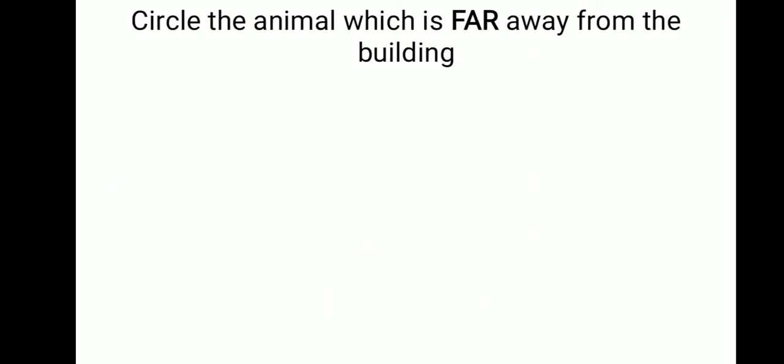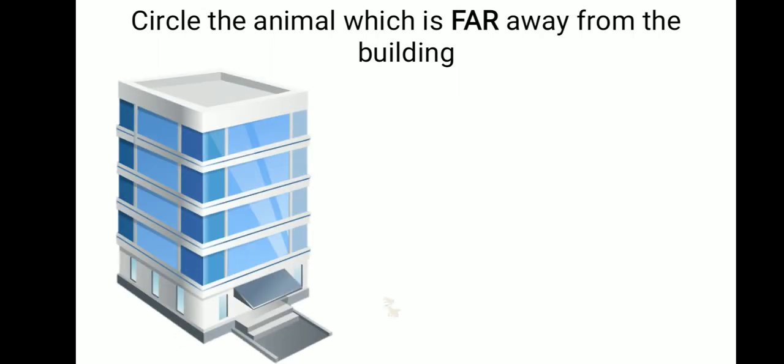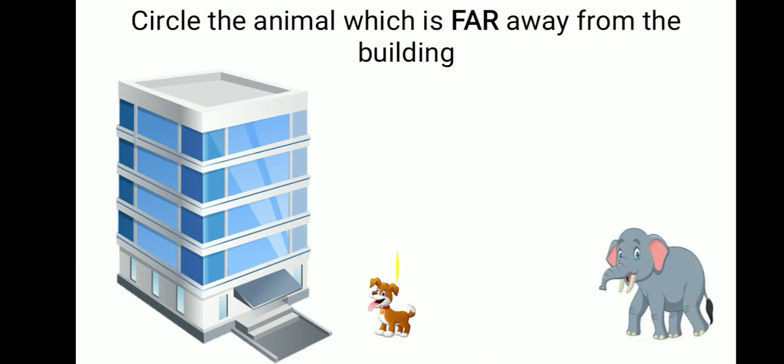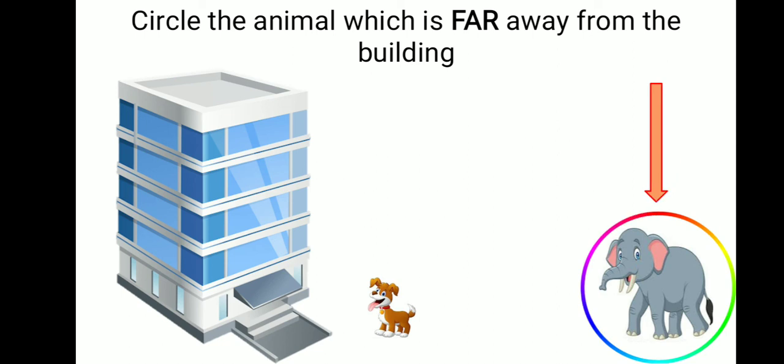Now I have one more exercise. Here you have to circle the animal which is far away from the building. Again there are two animals, dog and elephant. Children, can you tell me which animal is far from this building? Yes, correct. Elephant. We will circle this elephant because this elephant is far from this building.